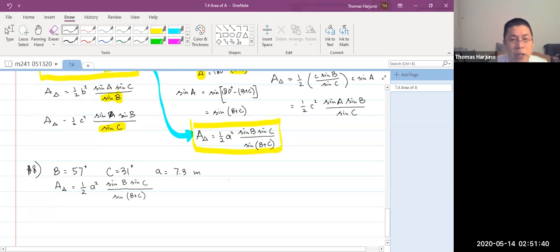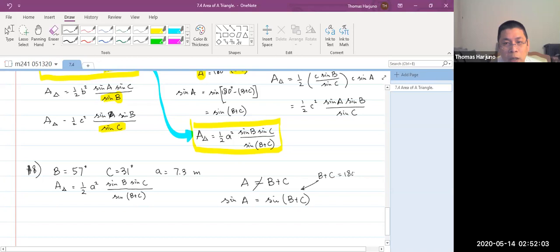No, I'm not saying that A equals B plus C. That's not what I'm saying. They are not the same. But when you apply sine, they become the same, because B plus C equals 180 degrees minus A.